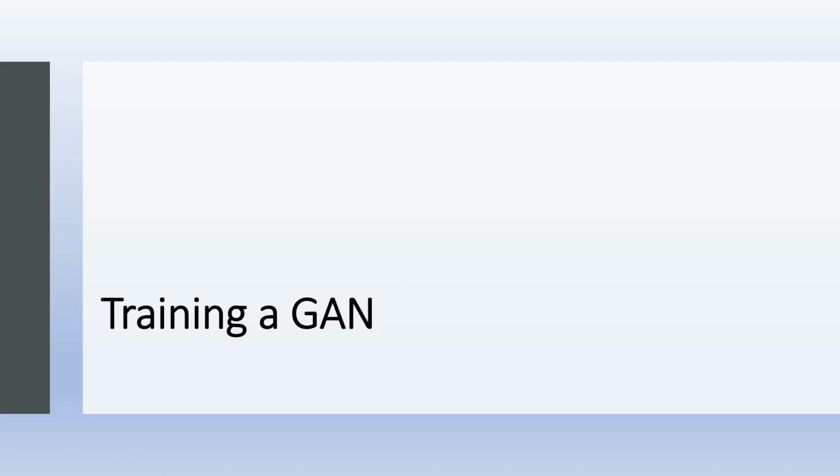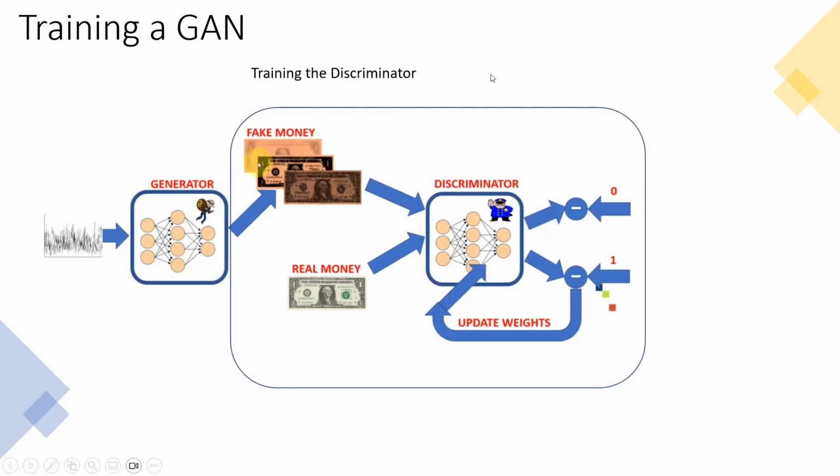So how do we train a GAN? We said they need to grow together. I mean, you cannot just train one part of the GAN and then leave the rest. You need to train them together. So how do we train the discriminator? This is going to be in parallel, but let's first see how we train the discriminator. The discriminator needs to see real images as well as fake images, or it needs to see real money as well as fake money, so that it knows what real money looks like and it knows what fake money looks like.